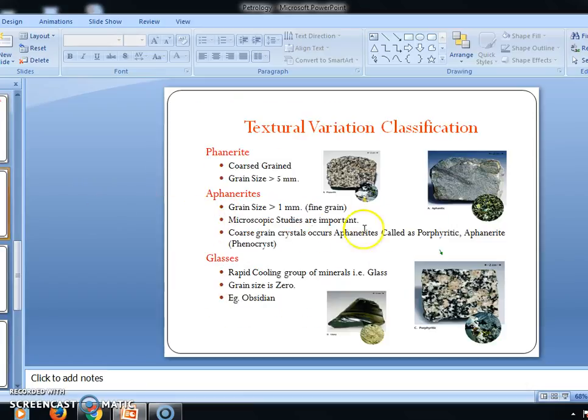First we have to see the texture variation classification. First one is phaneritic. Phaneritic means these are coarse grain sized igneous rocks. The second one is aphanitic. Aphanitic rocks have grain size less than 1 mm, meaning fine grain sized igneous rocks. These are studied under the microscope. Sometimes they occur as porphyritic with phenocrysts. Then the third one is glassy. Glassy rocks are found with rapid cooling of magma.